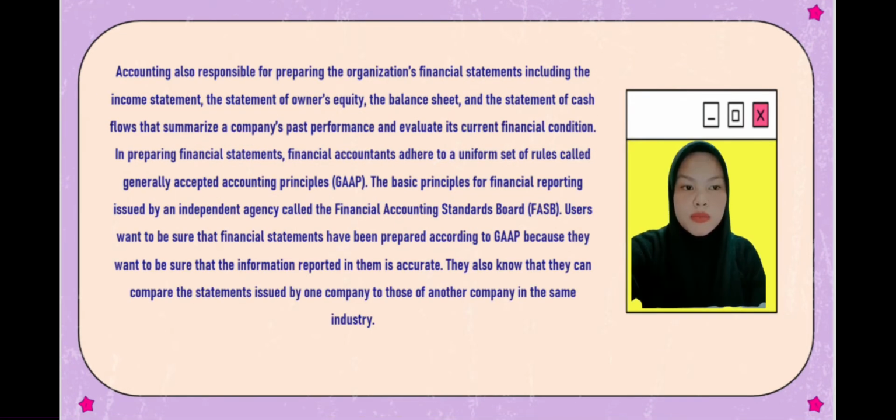Accounting is also responsible for preparing the organization's financial statements, including the income statement, the statement of owner's equity, the balance sheet, and the statement of cash flow, which summarize the company's past performance and evaluate its current financial condition. In preparing financial statements, financial accountants adhere to a uniform set of rules called generally accepted accounting principles, the basic principles for financial reporting issued by an independent agency called the Financial Accounting Standards Board.